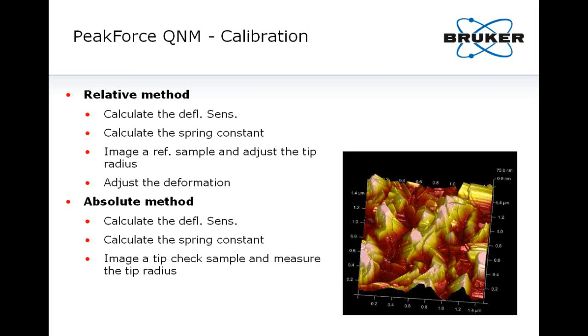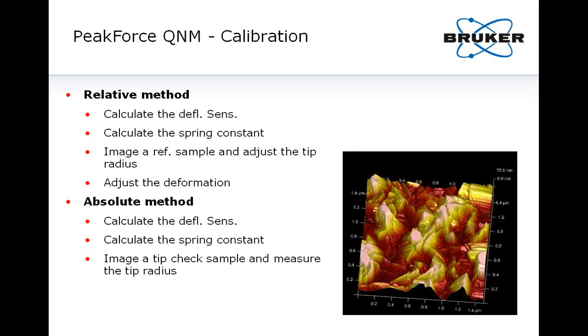For the absolute method, steps 1 and 2 are strictly identical, deflection sensitivity and spring constant. And then instead of using a reference sample, you have to scan a tip check sample. A typical image is shown on the right part of the slide, and you get an estimation of the tip radius, which is done automatically by the software.